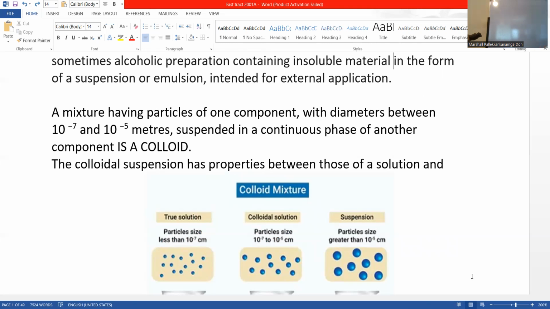They are very, very minute. So this picture gives you the idea. Particle size is less than 10 to the power minus 7 in the solution. In colloidal solution, the particle size is between 10 to the power minus 7 and 10 to the power minus 5. Here it is centimeters, but actually it is meters.